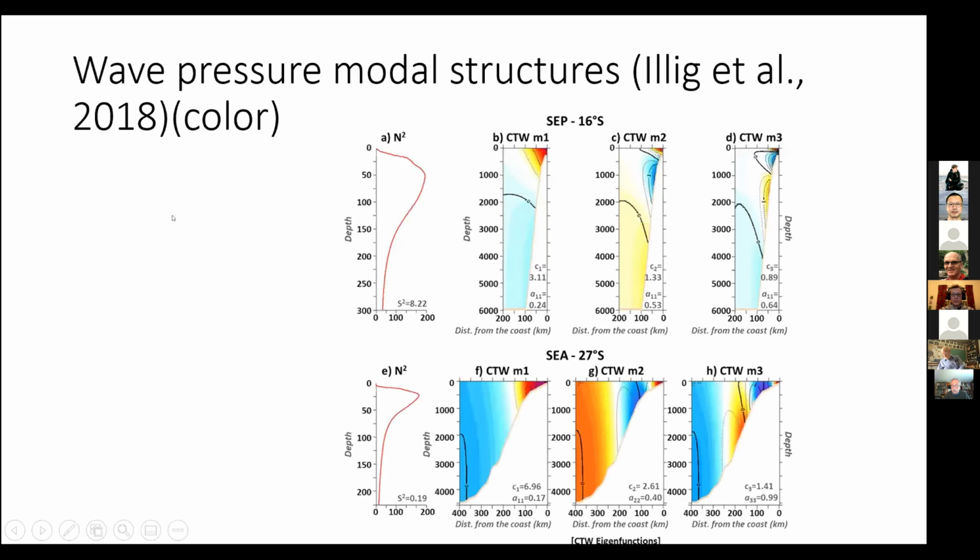Here's an example from a nice paper by Illich et al., where they looked at the modal structures from two different locations off the coast of Peru, 16 degrees south, active margin, and a passive margin off southwestern Africa. Over here is stratification, and then each of these sections are distance offshore and water depth. Ignore the contours and just look at the colors.